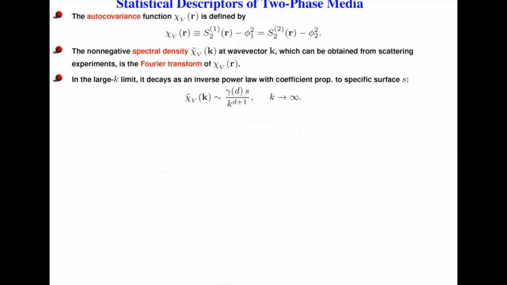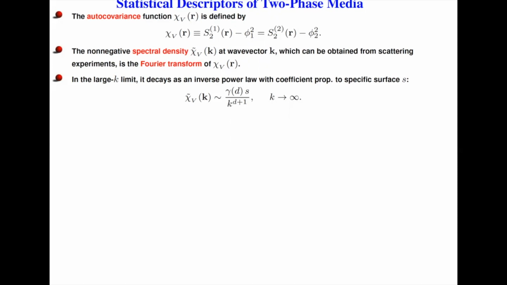Okay, now let's talk about quantities at the 2-point level. So if you take this 2-point correlation function, and let's consider, it doesn't matter whether it's phase 1 or phase 2, if you subtract the long range value of S2, which is phi1 squared, and in the case of phase 2, it would be phi2 squared, those are exactly the same, and we're going to call that the autocovariance function. So if you have a disordered system, this function will tend to 0 rather rapidly for large r.